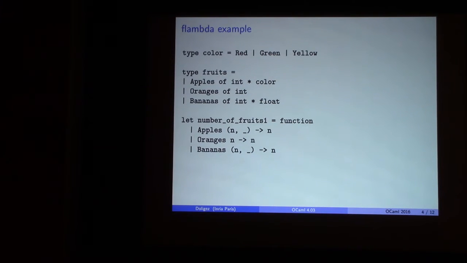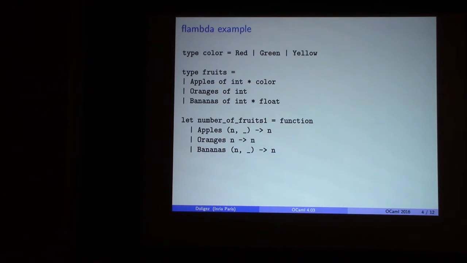So a shipping of fruits, for example, can be apples with a number of apples, it's an integer, and their color, or oranges with the number of oranges, and we don't need their color because oranges are all orange. Or bananas with the number of bananas and the curvature. Yeah, the European Union has a rule about the curvature of bananas. That's true.